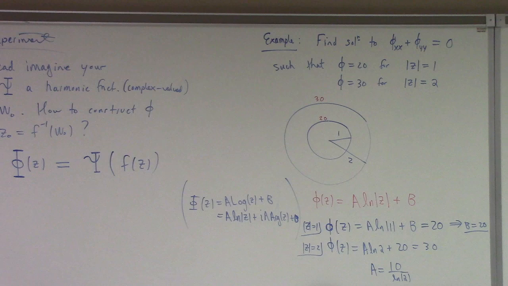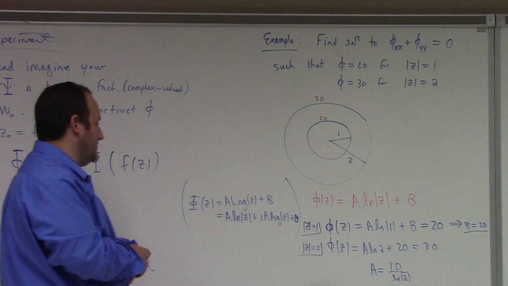Now I showed you for inner radius 1 and outer radius 2, but I think you can see you could do this for any choice of radii, right? So now you can solve Laplace's equation on donuts in the plane if you like, yeah? Pretty cool.